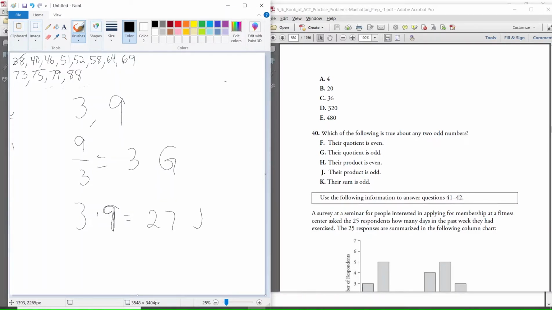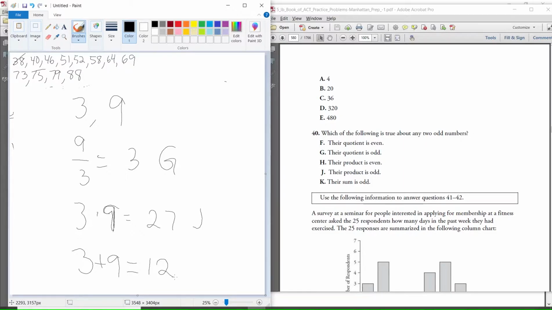All right, then we have their sum is odd. So now we're left with either G or J. F and H are eliminated. And their sum, write on your supplemental, the sum means the result of addition. So 3 plus 9. And is it going to be odd? 3 plus 9 is 12. That's even, so K is out. Now we're left with G or J.